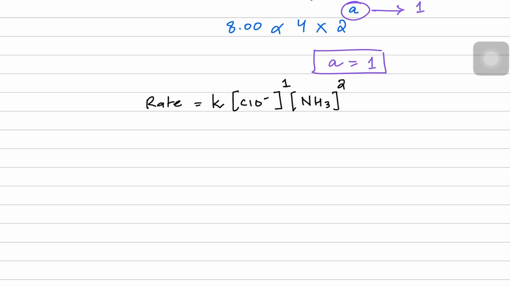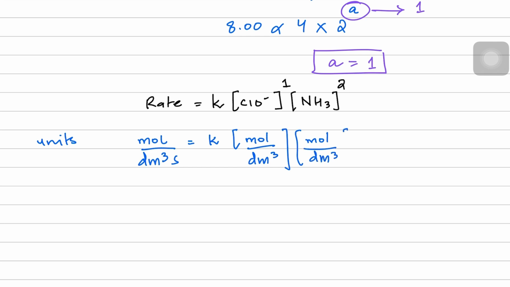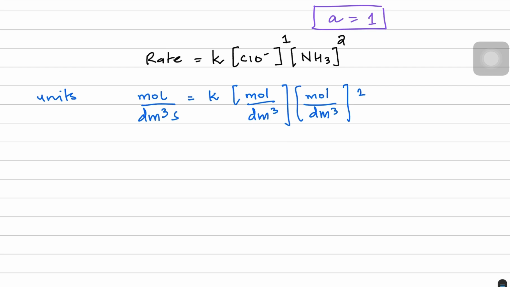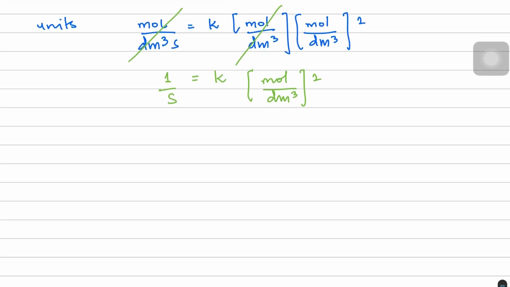This equation shows us that order, now let's solve the units first. The unit of rate of reaction is equal to mole per decimeter cube per second. Then K is written the way it is. Chlorate concentration was in mole per dm cube, ammonia concentration was also mole per dm cube, but ammonia concentration had a square on it. When we cancel out the unwanted stuff, both mole per dm cubes cancel out each other. 1 over second is equal to K mole per dm cube raised to the power square. When we make K the subject of the equation, K is equal to dm6 divided by mole square second inverse.